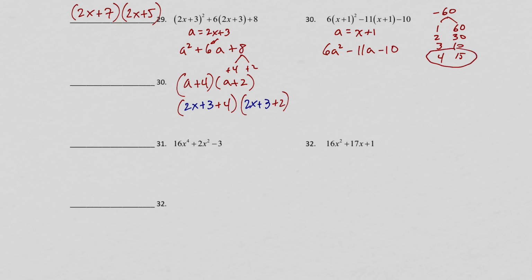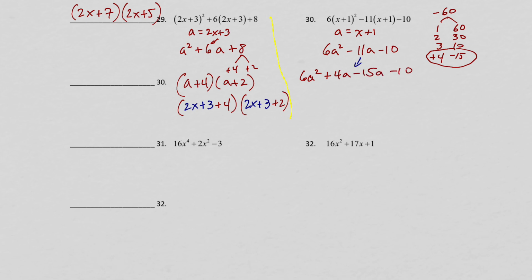And I've got to put the negative on the 15 and the positive on the 4 because they have to add up to a negative 11, not a positive 11. So these multiply to negative 60, but they add up to negative 11. So now I'll rewrite this as, let me give myself some room here. So we have 6a squared plus 4a minus 15a minus 10.